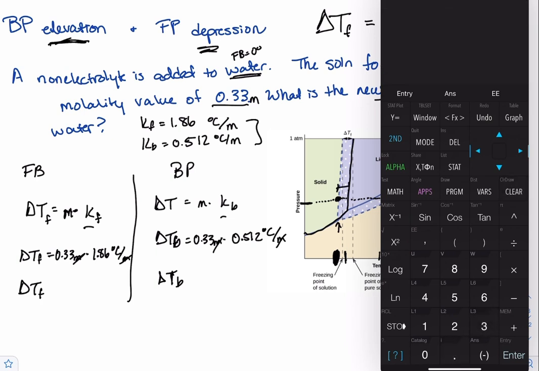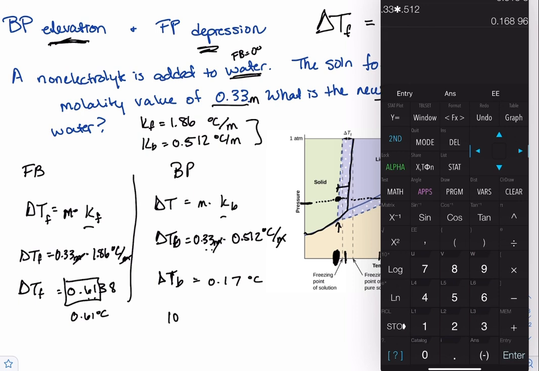So 0.33 times 1.86 gives me 0.6138. Notice that I've got 2 sig figs, so I'd round that to just 0.61 degrees Celsius. That's my change. I'm not done with the problem yet. 0.33 times 0.512. And again, I've got the 2 sig figs, so 0.17 degrees Celsius. And so that's 0.61 degrees Celsius. That's my change.